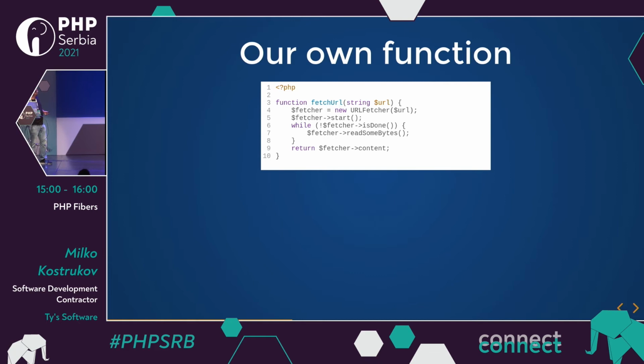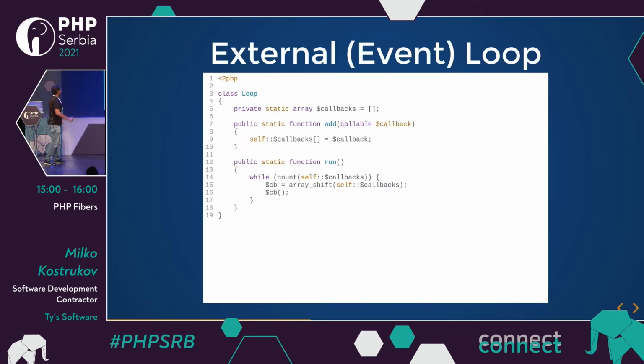All right, again. So we're going to write this very simple class that is a loop. And a popular name is an event loop, but I don't want to call this an event loop because there are no events involved. It's just a loop. So this class is going to be fully static. Crappy code, I don't care. It's an example. So it's going to have an array of callbacks.